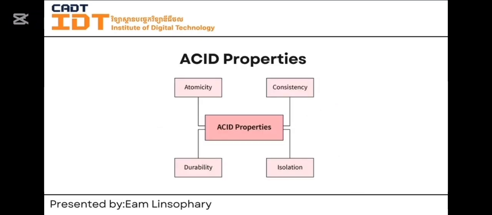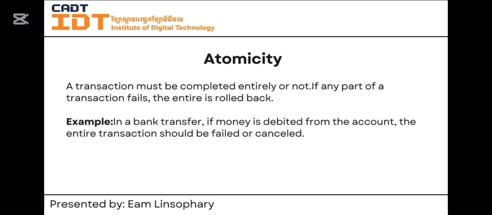This is the ACID property: atomicity, consistency, isolation, and durability. So what is atomicity? Atomicity means that all the operations in the transaction must be completed successfully. If one operation fails, the entire transaction fails. For example, in a bank transfer, if money is debited from the account but the transaction fails, the entire transaction should be cancelled.